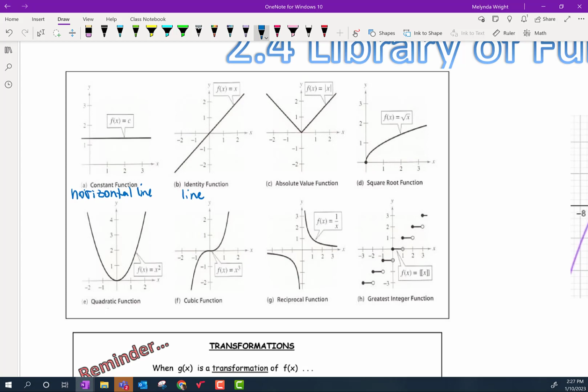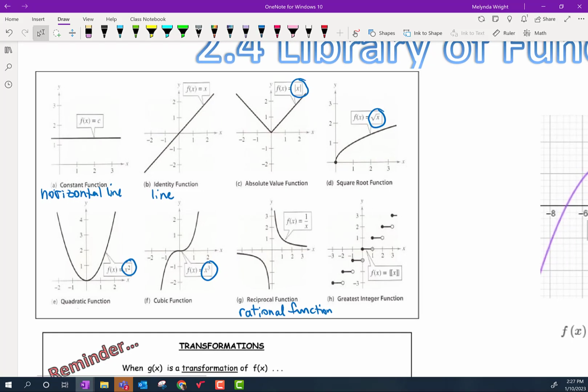Absolute value function, hopefully we recognize it, it's got the straight lines on either side of the x, absolute value of x. We've got the square root function. This is the parent, the square root of x. We've got the parabola, x squared, and the cubic function, x cubed. This, they're calling the reciprocal function. We typically refer to this as a rational function.